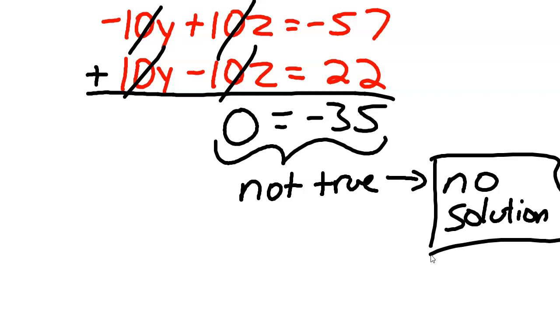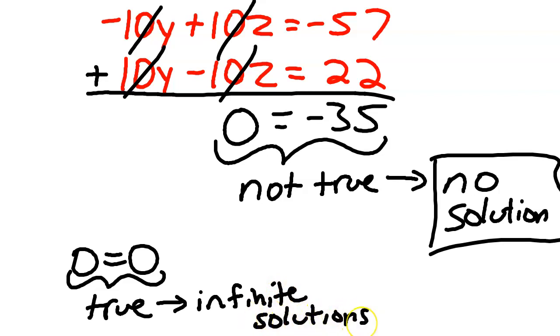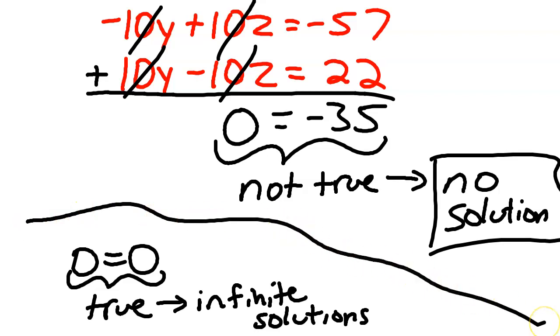If instead we end up getting 0 equals 0, which would be a true statement, that's the case where you have infinitely many solutions. I'm sorry, I'm doing a really bad job of writing that. Infinitely many solutions. And that requires a whole separate set of explanations, which may be what the next problem is about. So I'll save that for the next example, I think. So, all right, let's move on to that next example.